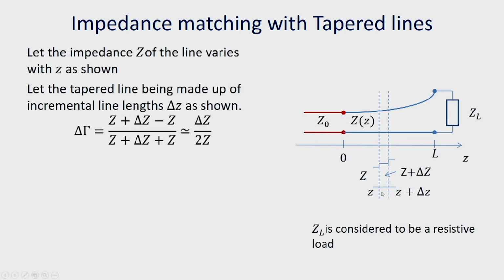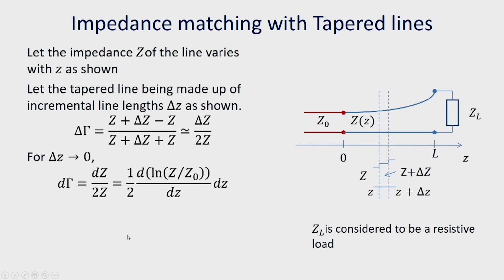So, here you can see we have an incremental length delta Z. On the left hand side we have impedance capital Z, and over this length small delta Z we assume the impedance to be capital Z plus delta capital Z, and therefore, at this interface the partial reflection coefficient delta gamma can be written as Z plus delta Z minus Z divided by Z plus delta Z plus Z. Now, in the denominator we neglect this delta Z term, and we can write the approximate expression as delta Z by 2 Z.